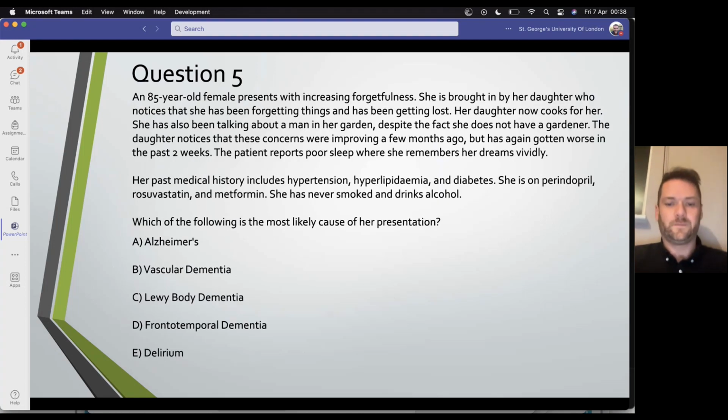Self-explanatory. Final question. An 85-year-old female presents with increasing forgetfulness. She is brought in by her daughter, who notices that she has been forgetting things and has been getting lost. Her daughter now cooks for her. She has also been talking about a man in her garden.